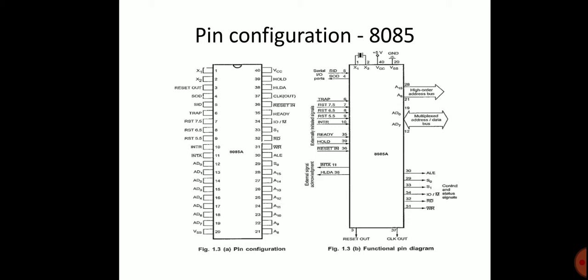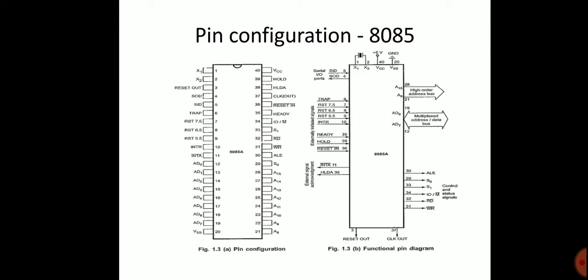IO/M indicates whether input and output operations or memory operations are being carried out. S1 and S0 indicate the type of machine cycle in progress. And finally the ready signal. It is used by the microprocessor to sense whether the peripheral is ready or not for data transfer. If not, the processor waits. It is used to synchronize slower peripherals to the microprocessor. Clear?